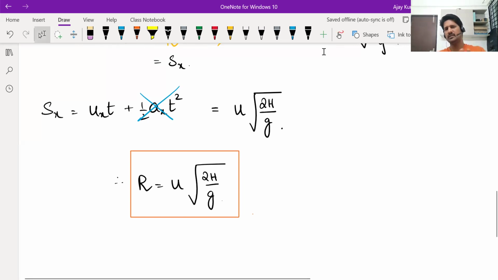And any of these things can be asked in reverse also. Like in the question, they can give you the range and ask you to find out the height from where it falls. You can do it, not a big deal.